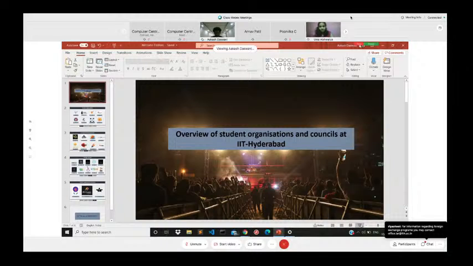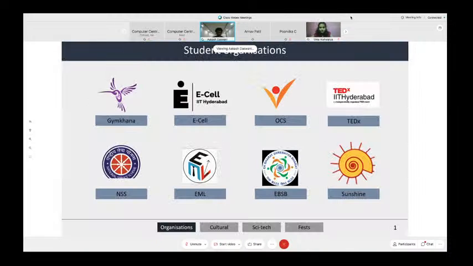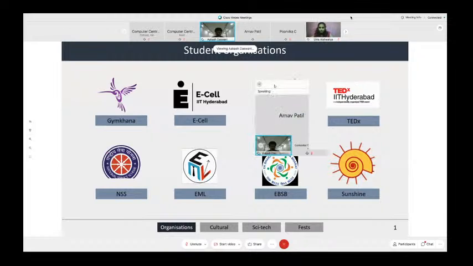So, overview of student organizations and councils at IIT Hyderabad. We have got organizations from Gymkhana, which is the elected student body, E-Cell, Entrepreneurship Cell, Office of Career Services. Then we have TEDx, NSS, EML, EBSB, Sunshine, which is the mentor body of IIT Hyderabad.